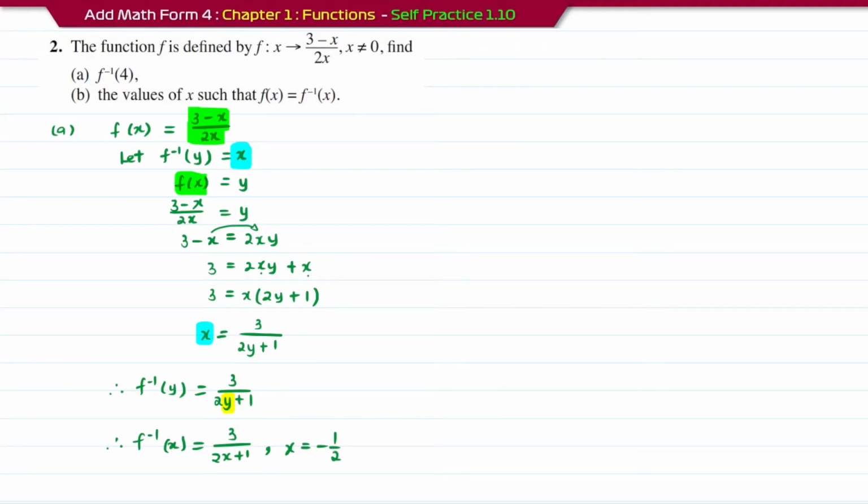Now we can find the value of the inverse f of 4. So the x here, we're going to replace it with 4. So you're going to have 2 bracket 4 plus 1. Here it's going to give the answer of 3 over 9. When you simplify it, it will give you the answer of 1 over 3. Now we're going to move to question B.